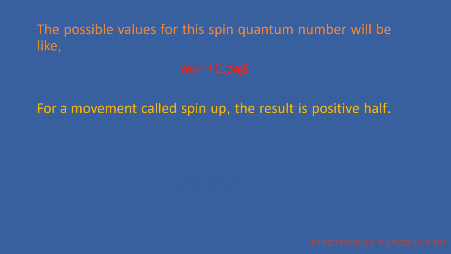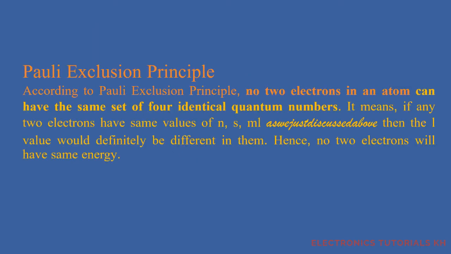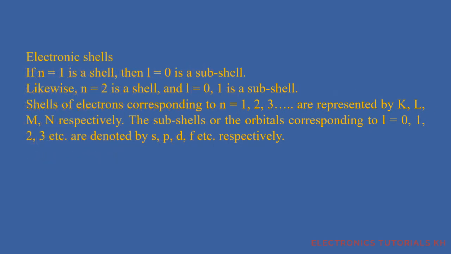Pauli exclusion principle. According to the Pauli exclusion principle, no 2 electrons in an atom can have the same set of 4 identical quantum numbers. It means, if any 2 electrons have the same values of n, l, and ml as we just discussed above, then the ms value would definitely be different in them. Hence, no 2 electrons will have the same energy.